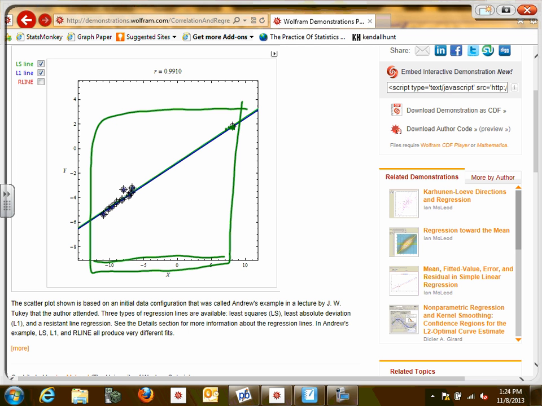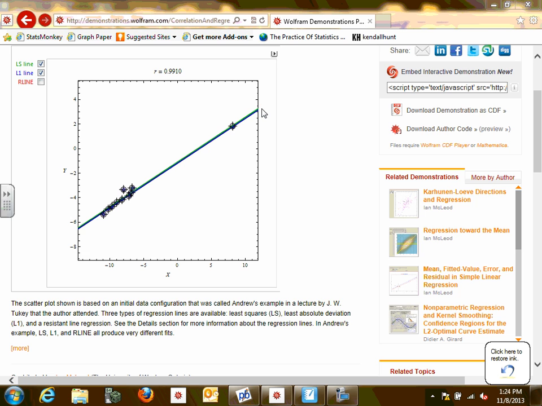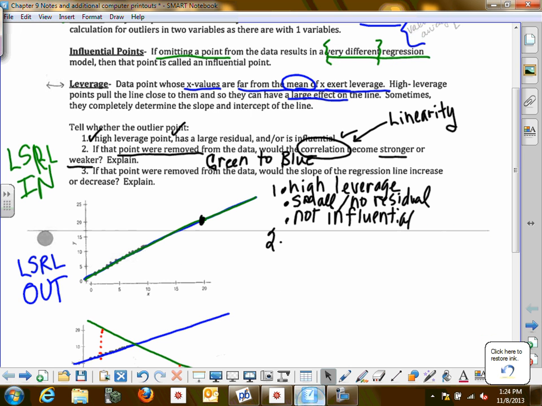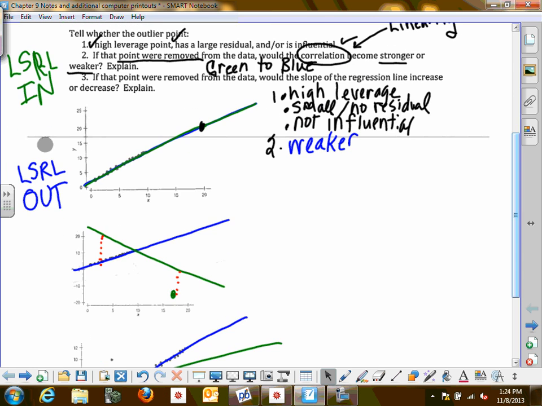Does that make sense? All right, I see nods. So that's strengthening that correlation by extending its range of strength. Good. Next. So let's answer this. If you take away the point, the correlation gets weaker. Very good. I'm not going to explain it because I kind of did there verbally. All right. Number 3.